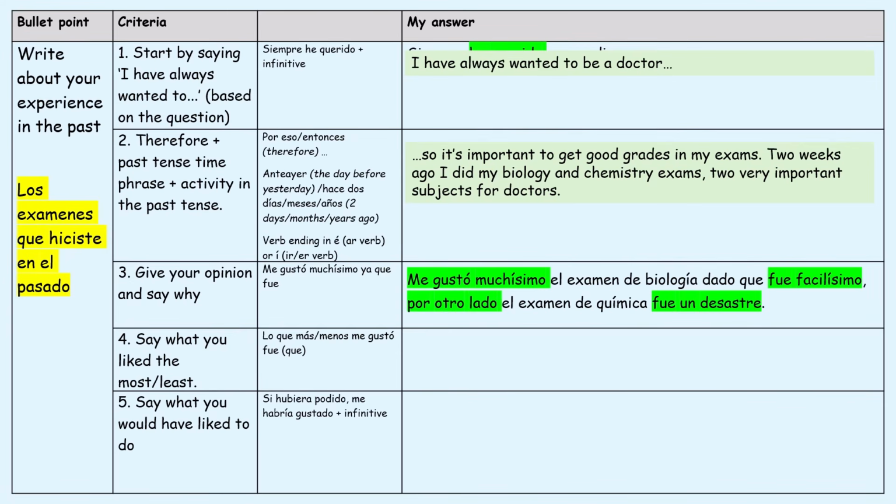Third point. Me gustó muchísimo el examen de biología, dado que fue facilísimo. Por otro lado, el examen de química fue un desastre. Pause, come back when you want the answer.